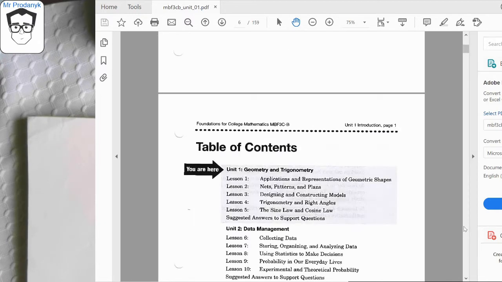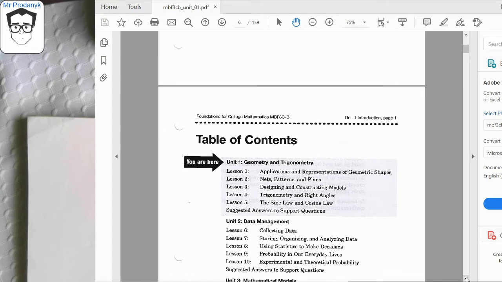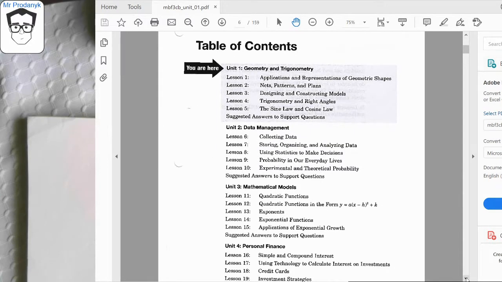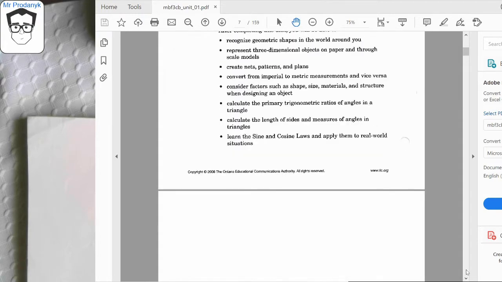And if we scoot down here, we can see this is the first unit. 5 lessons here dealing with geometry and trigonometry. The first 3 lessons are, we'll almost say, a little bit more drawing upon your elementary experience, and then when we get into lessons 4 and 5 of this unit, we get definitely into more grade 9 and 10 work in lesson 4, and then we get into some actual new grade 11 work in lesson 5.